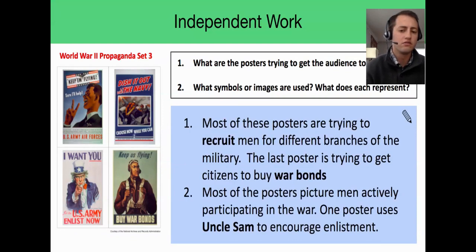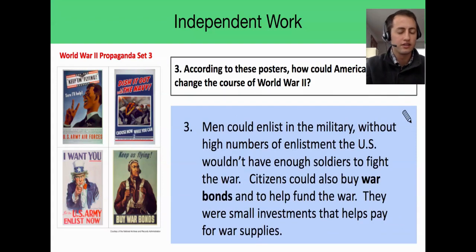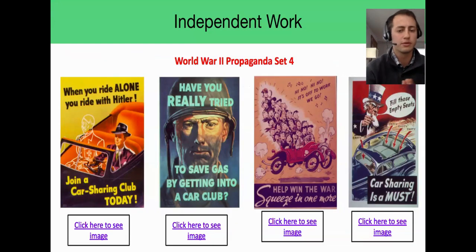So again, using the vocabulary of recruitment, of war bonds, of enlistment, and Uncle Sam, which is in one of these posters, try to work that into your responses and try to make sure students are using the vocabulary as they're analyzing these, because this is the place where they're going to get it. All right. Very similar to question 1, men could enlist when the country needed soldiers and sailors and Marines and airmen.